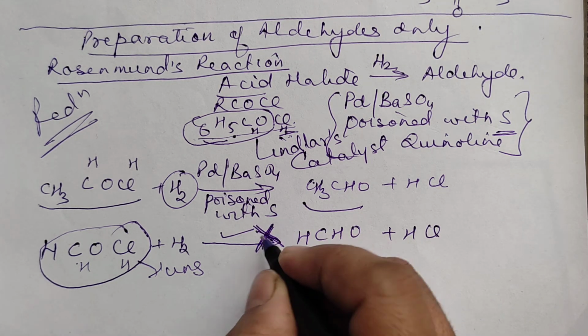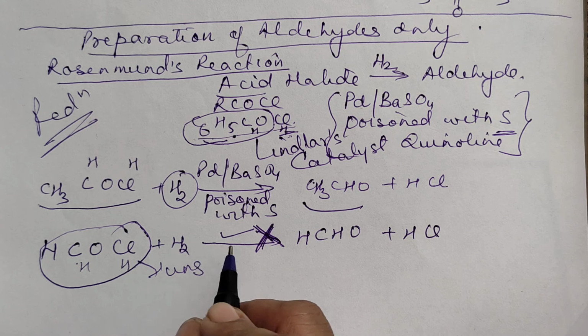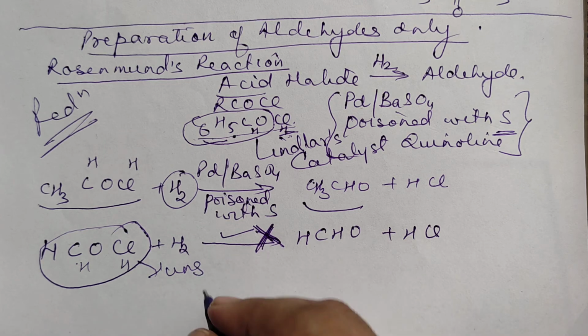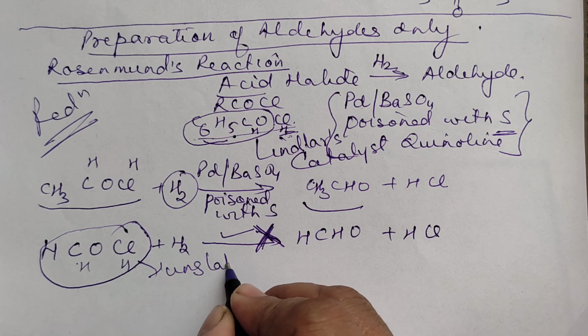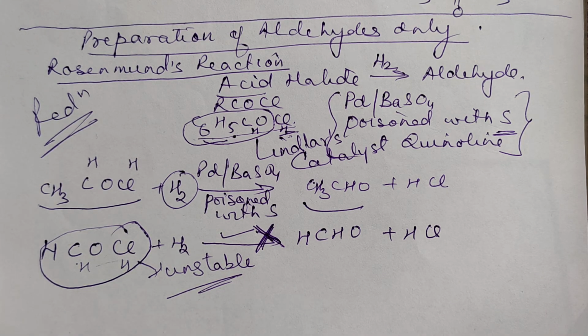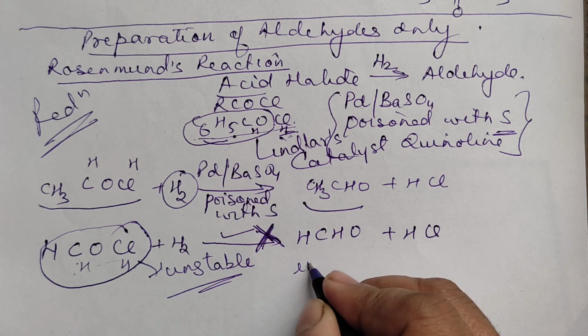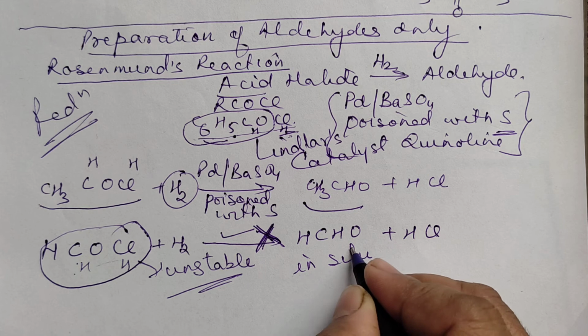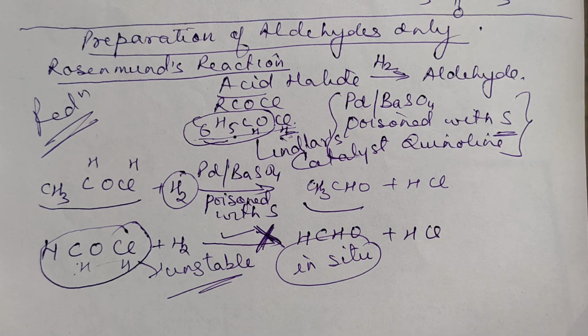Suppose you are asked like this, formyl chloride in the presence of palladium, barium sulfate poisoned with this, you cannot carry out the reaction directly because you cannot have formyl chloride as such. It is always prepared in situ. Formyl chloride is always prepared in situ. In situ means within the reaction. You'll use two reactants to form this formyl chloride. So within the reaction, this will be formed, not separately. Clear? So this was Rosenmund's reaction.